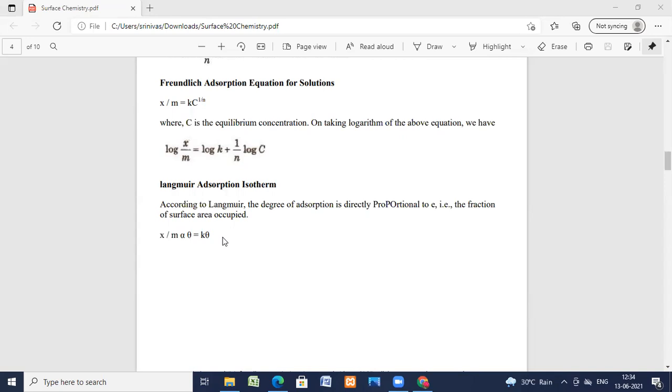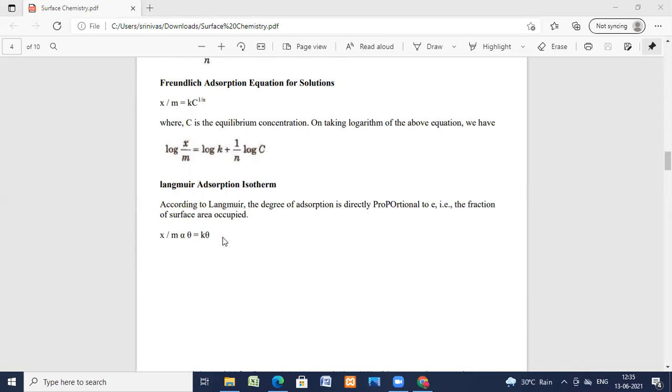Now let us see, basing on these postulations, the rate of condensation depends upon the uncovered surface of the adsorbent available. The rate of condensation depends upon the pressure of the gas, since according to the kinetic theory of gases, the number of molecules striking per unit area is proportional to the pressure. Now let us go on for the derivation of the Langmuir.